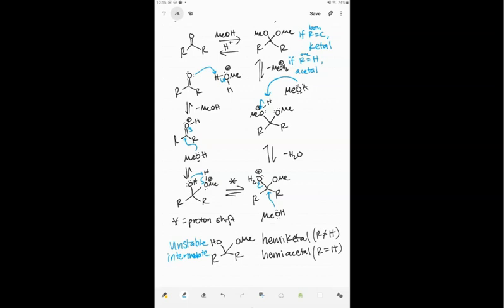So with that, this is how we can go ahead and turn our ketone into a ketal or aldehyde into an acetal. Oh my gosh, so many words. But this is the mechanism here. So protonate, attack, rearrange some protons, attack, deprotonate, done.